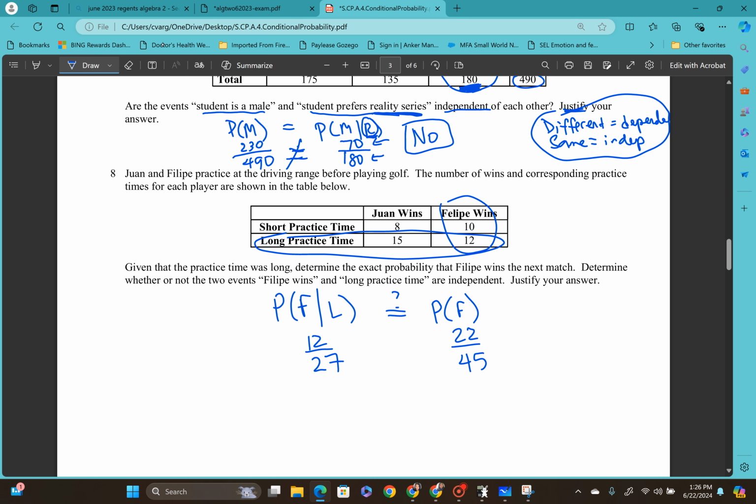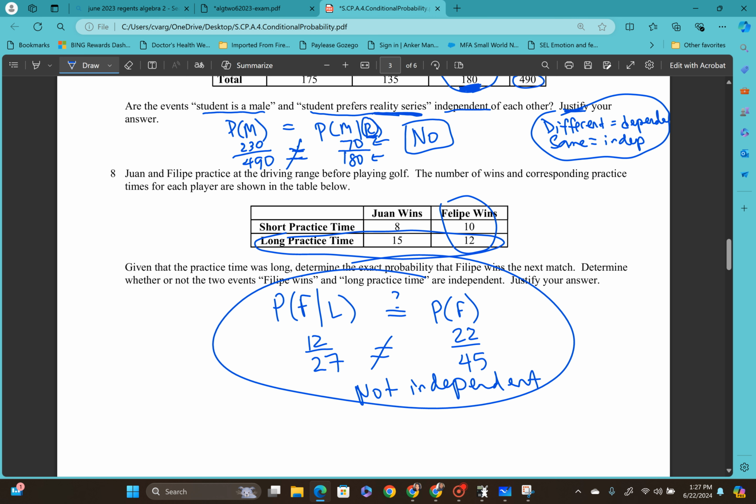And these are not the same. Okay. So since they are not the same, the events are not independent, and we've just justified our answer. Okay, this is all our work. Great job. Hopefully that explains it.